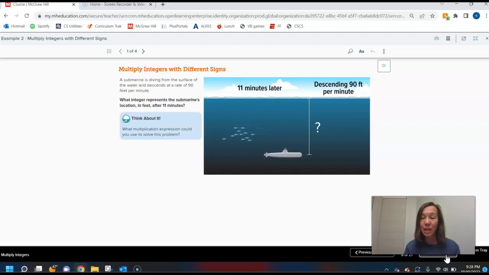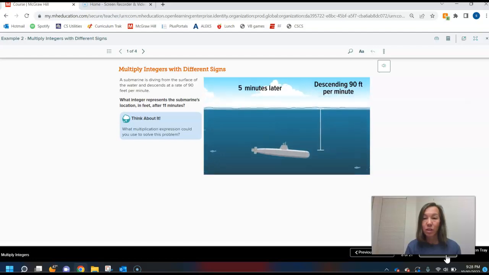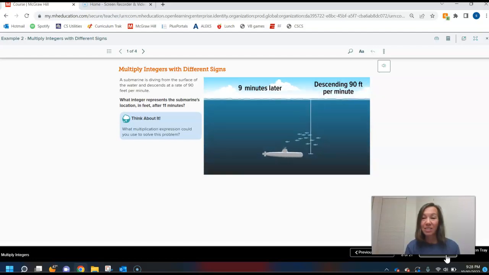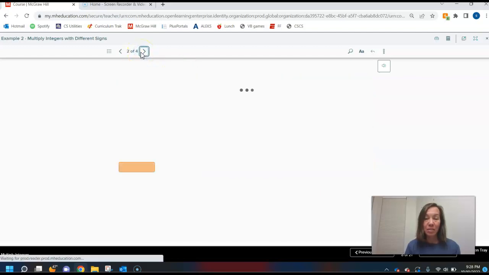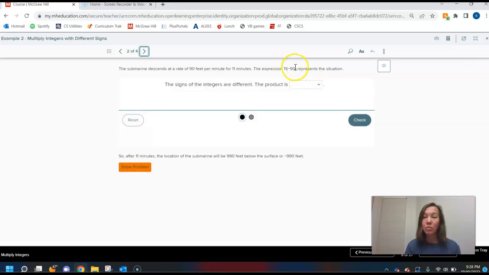So if it's descending 90 feet per minute, I'll let you watch that one more time. There it goes, 1, 2, 3, 4, 5, 6, 7, 8, 9, 10, 11. 11 minutes, think about it. Then we could say that it's going down 90 feet, so negative 90 feet per minute times 11 minutes. And again, since these are one positive and one negative, then the product will be a negative number.